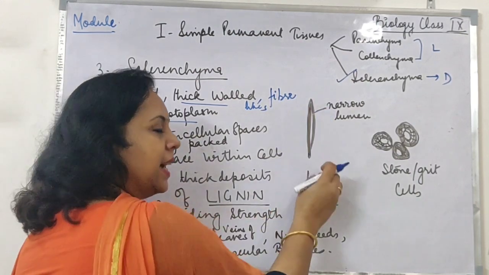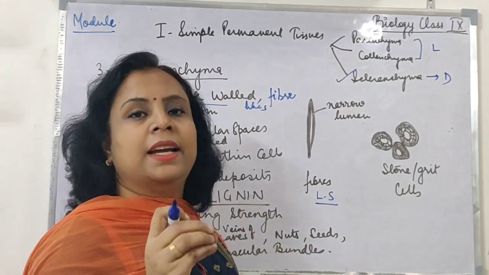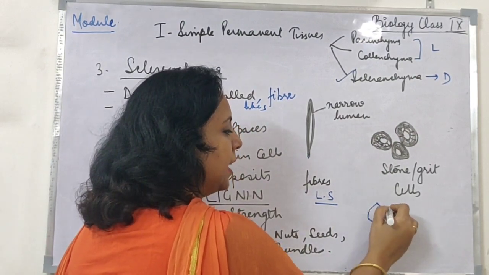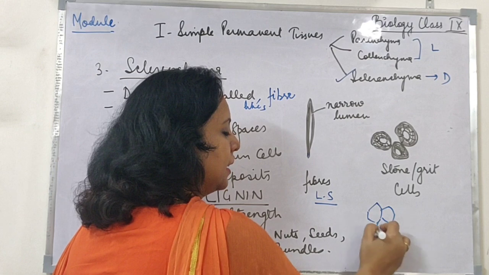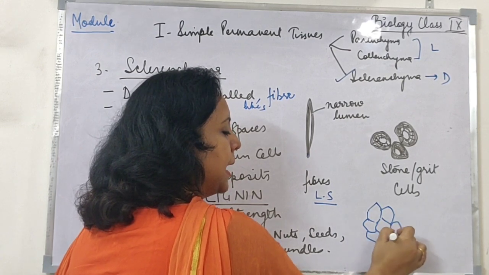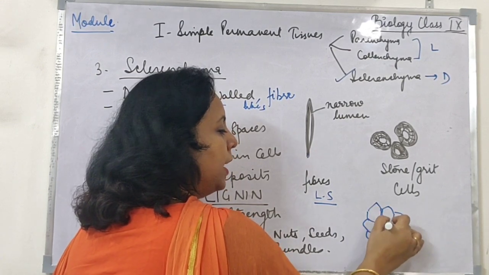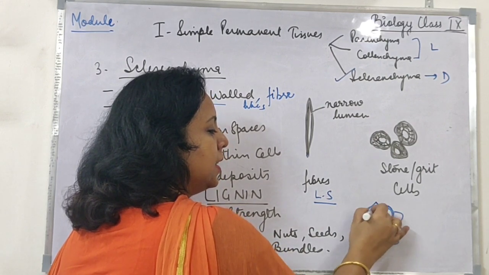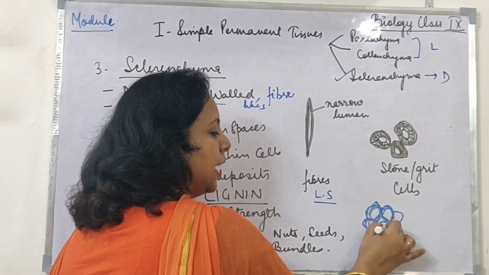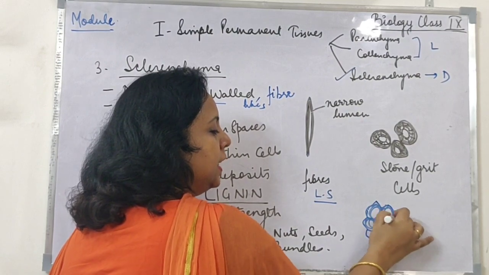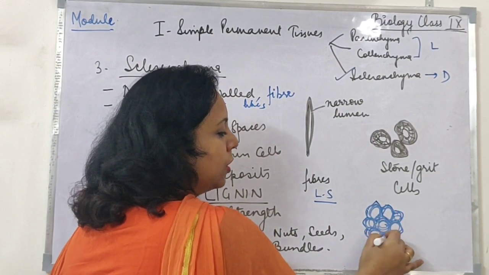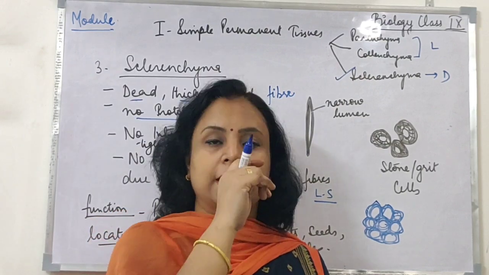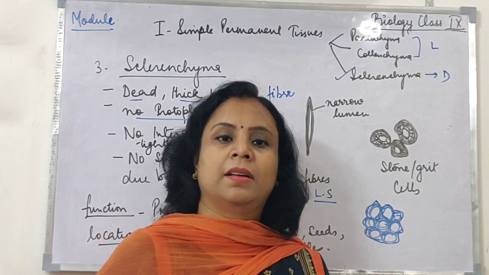Now inside the cells also there is very little space, and outside also, they are tightly packed, and there are no intercellular spaces between them, and the cells are highly thickened. Now these thickenings on the walls are not only on the corners like it was there in collenchyma.